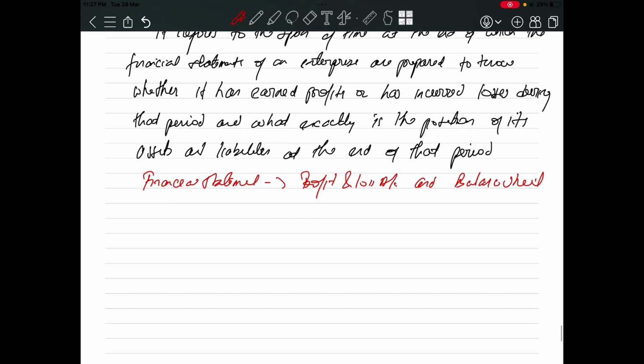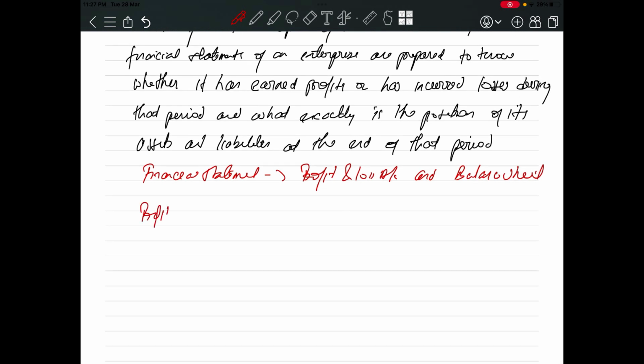So what is the main reason behind preparing profit and loss account? To ascertain the net profit or net losses, right? We have to know, right? We want to know what is the net profit we have earned, or what is the net loss which we have incurred.